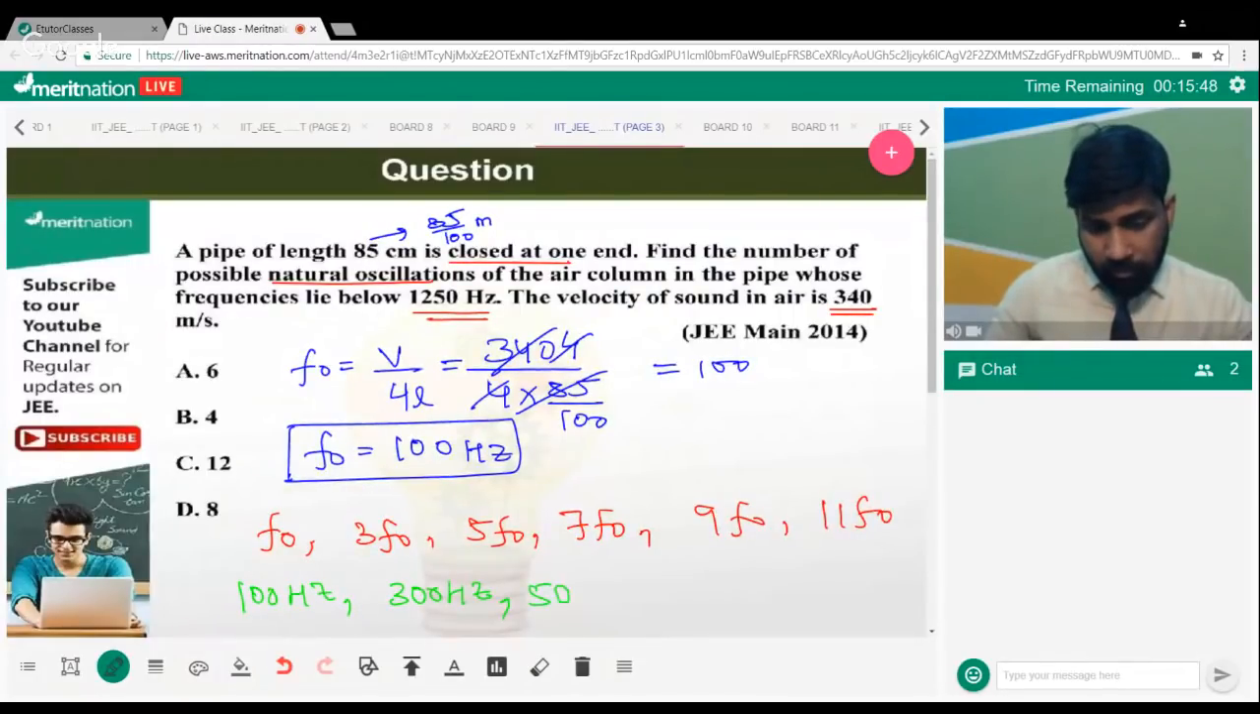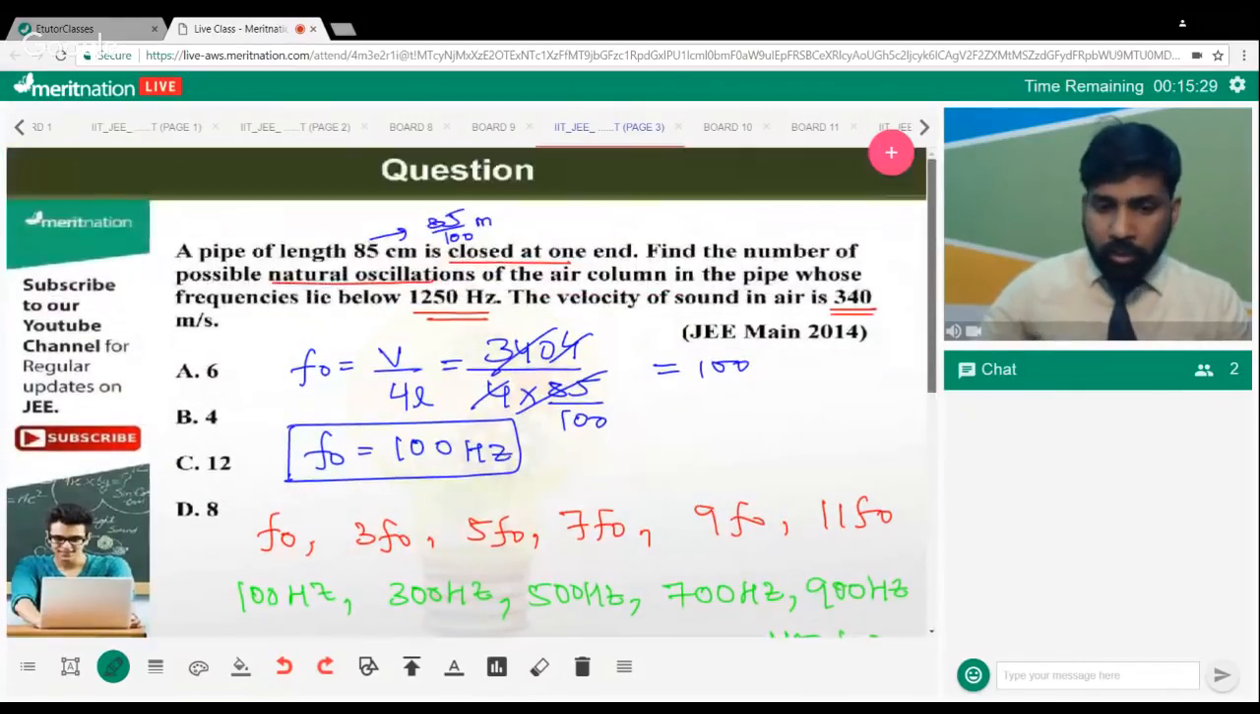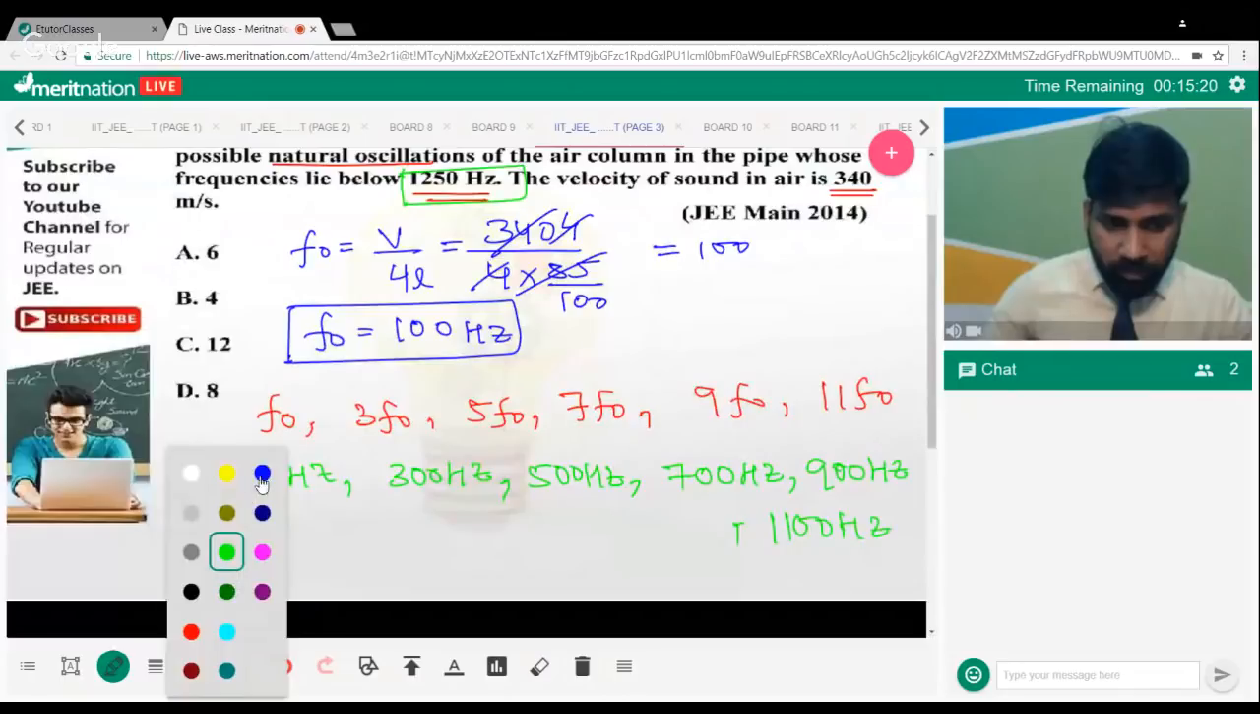Okay, here 500 hertz. Next one will be 700, then 900. After that it will be 1100, and next will be 1300. But we need to select only those frequencies that are below 1250 hertz, right? So below 1250 hertz, possible frequencies are what here?